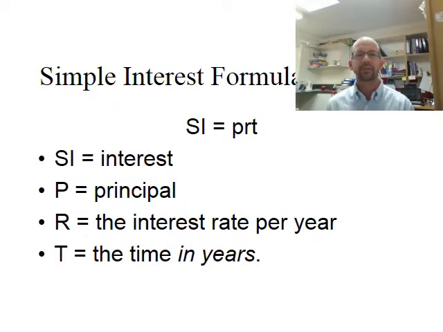Simple interest has a formula, SI equals PRT, where P is the principal, R is the interest rate per year as a decimal, and T is the time in years.